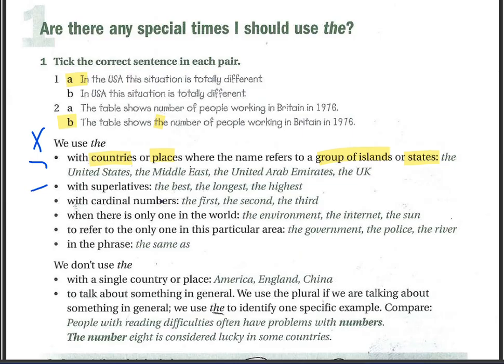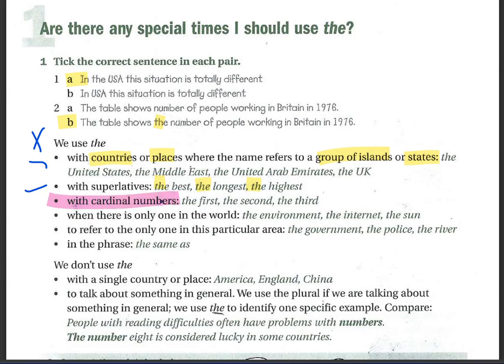And the next part, with superlatives. Can you remember about superlatives or comparatives? Very good. Look at here, the best, the longest, the highest. When I want to use the adjective in superlative form, before the adjective we always use the. Great.